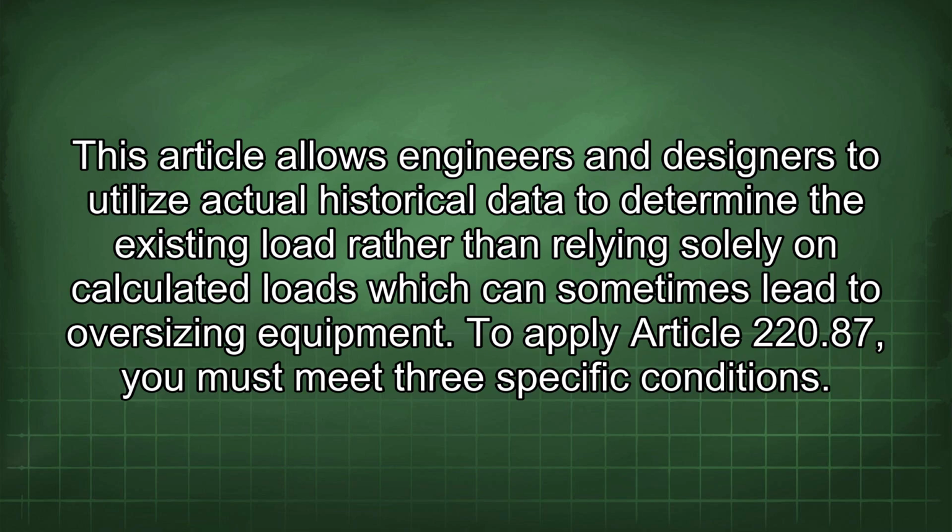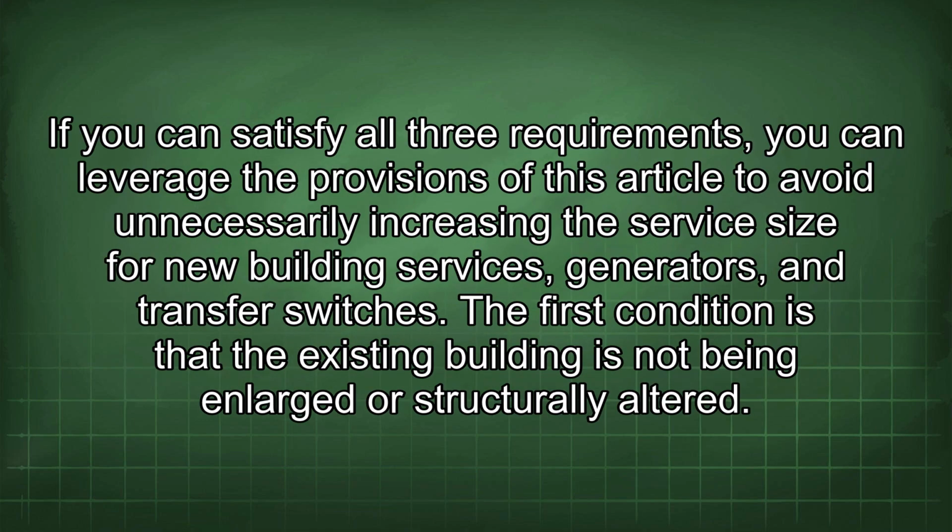To apply Article 220.87, you must meet 3 specific conditions. If you can satisfy all 3 requirements, you can leverage the provisions of this article to avoid unnecessarily increasing the service size for new building services, generators, and transfer switches.